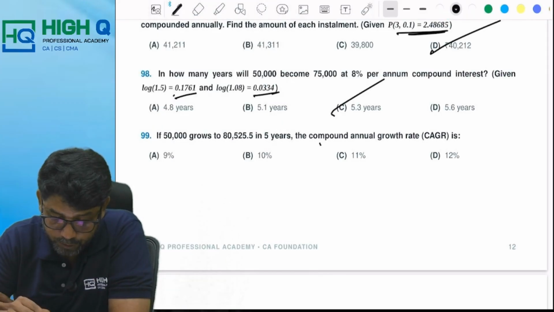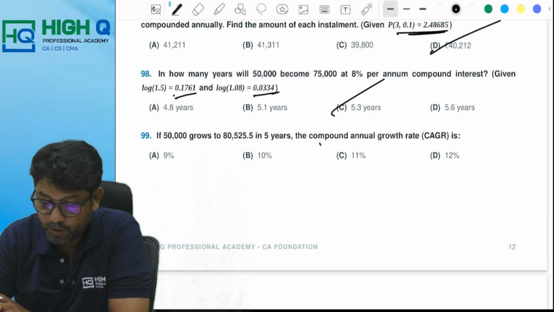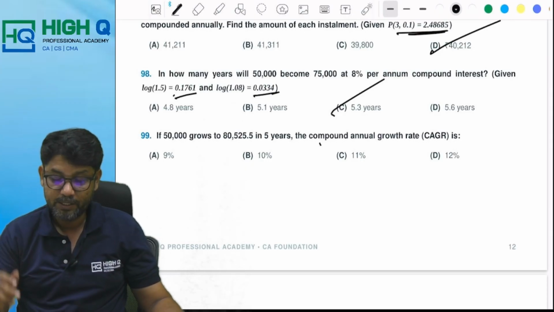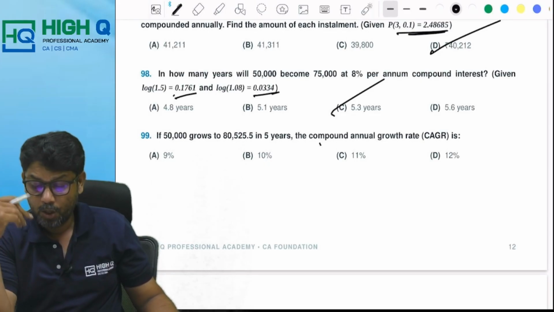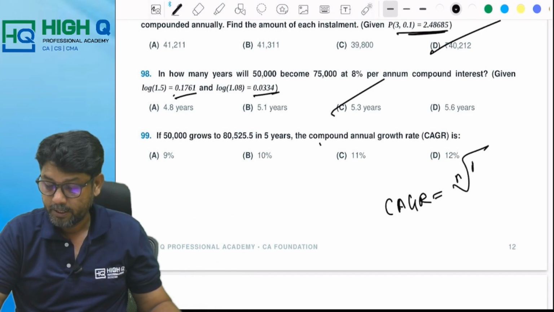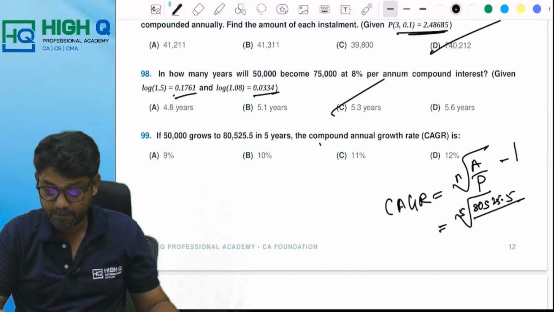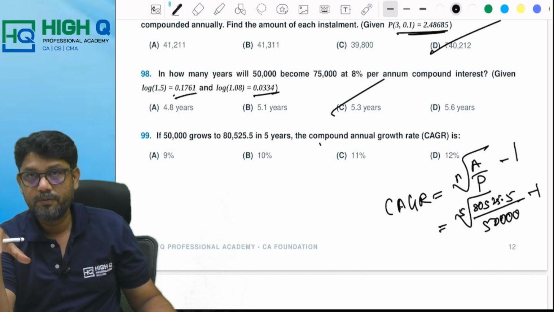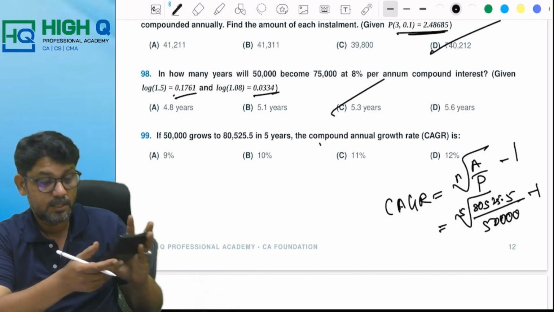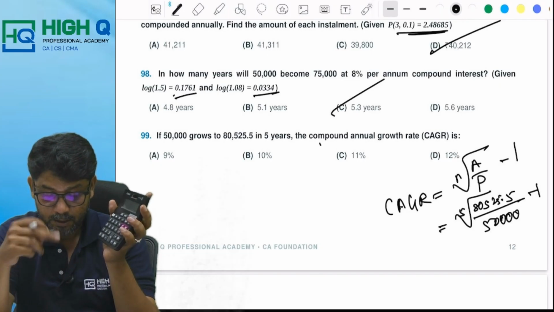That's it. Now, 50,000 rupees grows to 80,525.5 in 5 years. They ask you to find the compound annual growth rate, CAGR. See, don't waste your time. You can use the trial and error method, or we can use the formula method. The CAGR formula is nth root of A by P, minus 1. Here it is 5 years, so fifth root of 80,525.5 divided by 50,000, minus 1. So direct answer. Or otherwise, you can use the trial and error method.